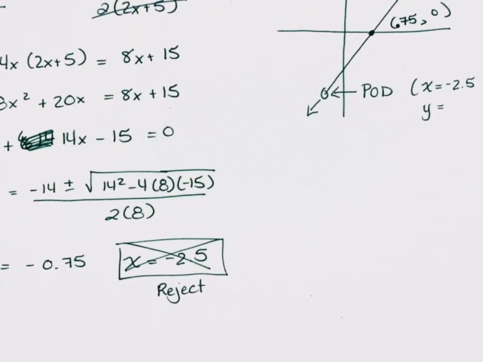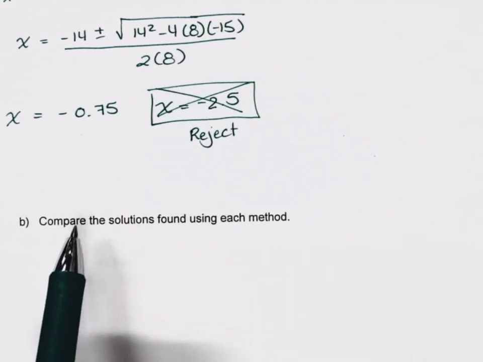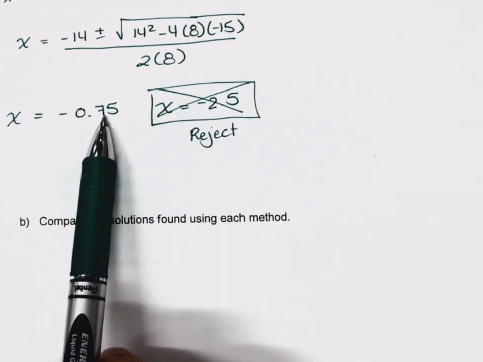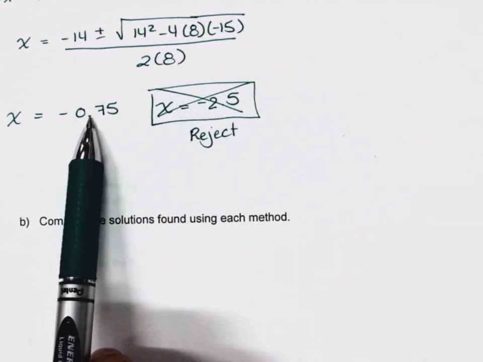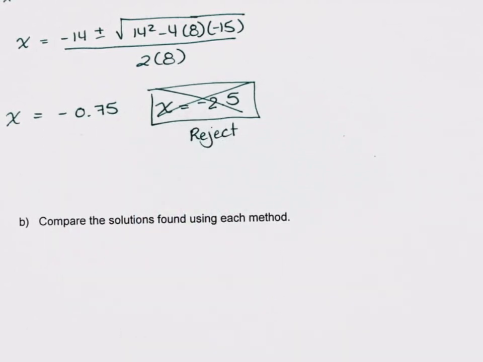So we've rejected one. We know that our rejected value is our point of discontinuity. I'm just comparing the solutions. I'm doing part B here. And we know that the working solution is our x-intercept. Our rejected one is our point of discontinuity.